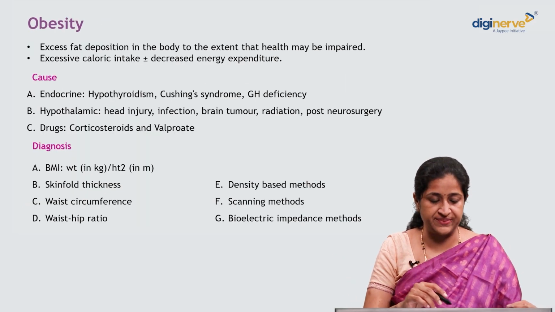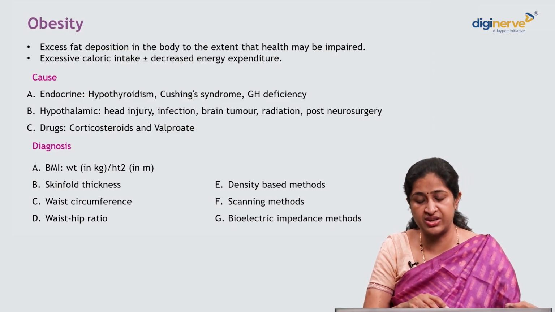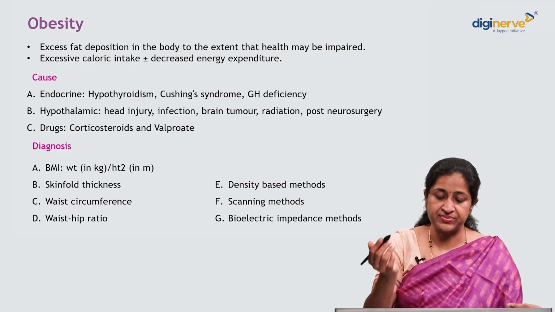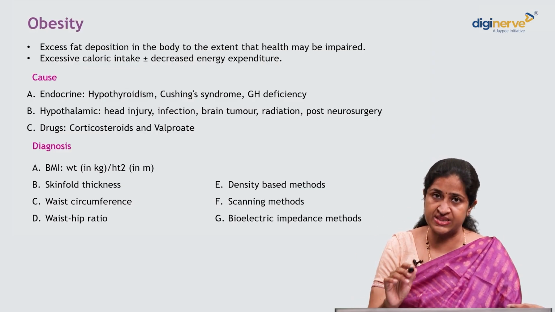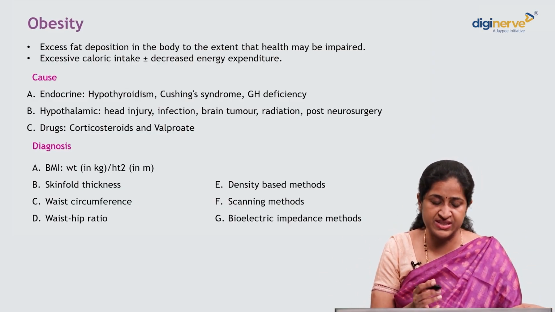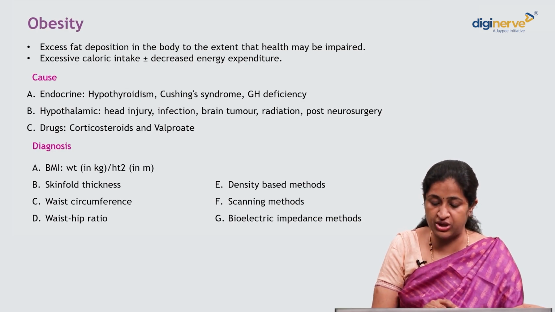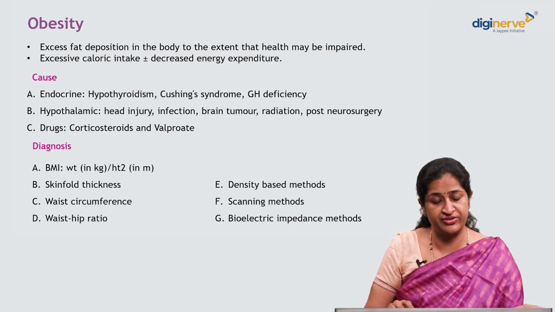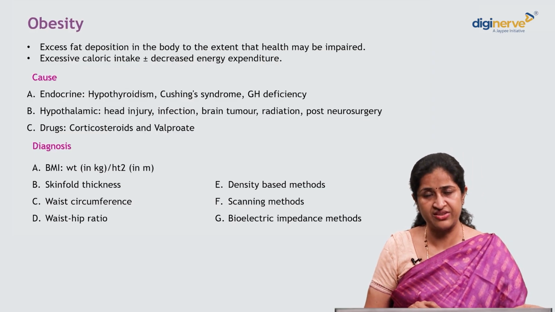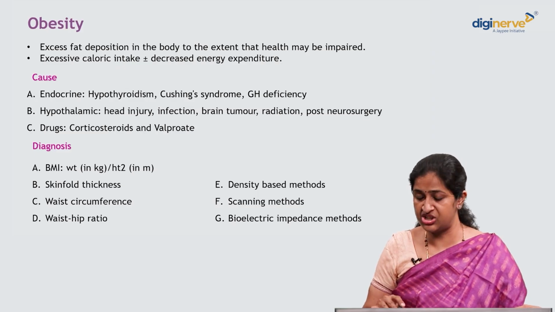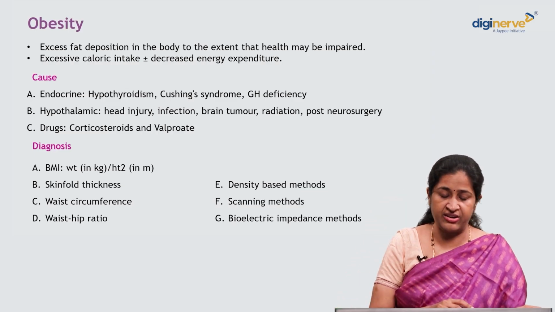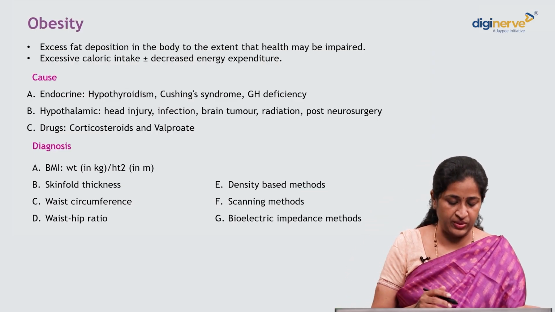Now coming to obesity. Obesity is excessive fat deposition in the body to the extent that health can be impaired. There is excessive caloric intake associated with decreased energy expenditure, which results in excessive calorie retention and obesity. Now the cause of obesity can be endocrine as well, where you have hypothyroidism, Cushing syndrome or growth hormone deficiency. Hypothalamic causes like head injury, infection in the central nervous system, brain tumors, radiation, post-neurosurgery or any trauma or surgery in the brain, drugs like corticosteroids and valproate.